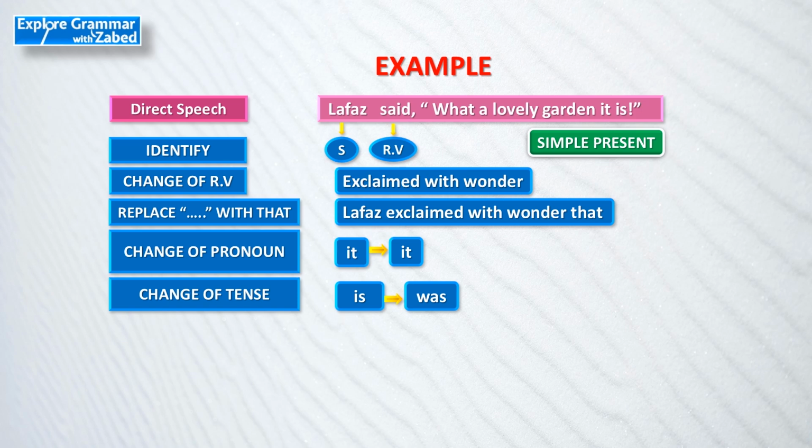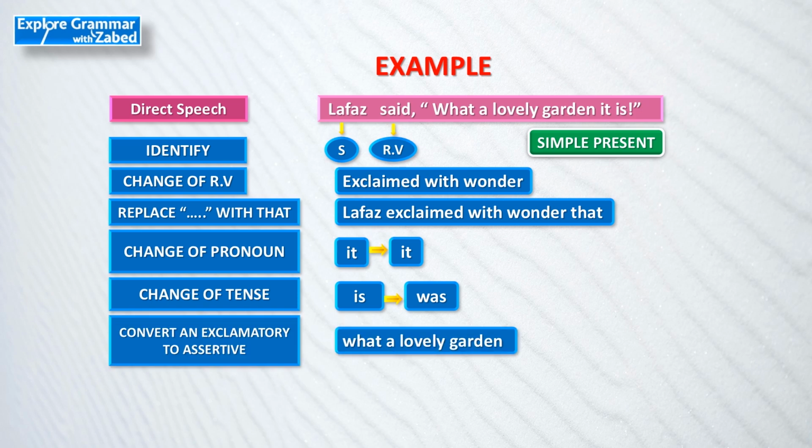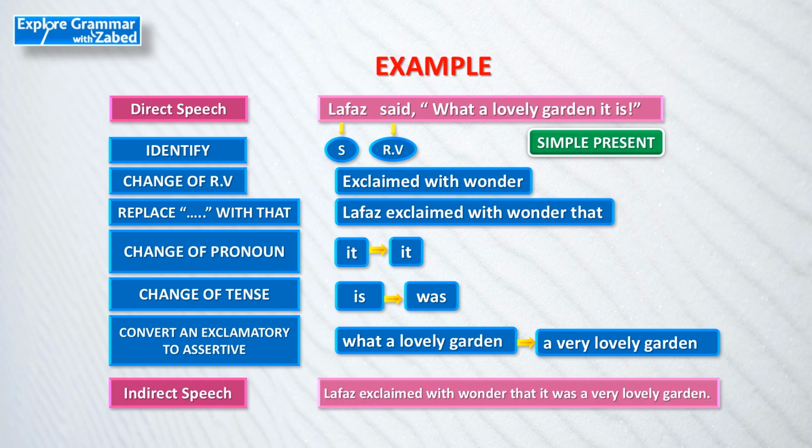Step number 6 is to convert an exclamatory sentence to assertive. Here, the exclamatory form "What a lovely garden" will get converted to "a very lovely garden." Step number 7 is to remove the exclamation mark and use the full stop or a period. So, the final sentence of an indirect speech looks like WW exclaimed with wonder that it was a very lovely garden.